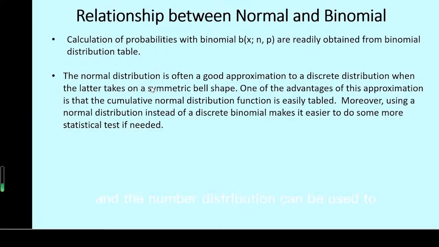The normal distribution can be used as a good approximation to a discrete distribution when the latter takes on a symmetrical bell shape. The binomial distribution is usually not bell-shaped, but sometimes when n is very large and the constant rate p is not very close to 0 or 1, we know p is between 0 and 1, but if it is not very close to 0 and 1, for example about 0.6, and n is very large, in this case we can use normal distribution to approximate a binomial distribution.